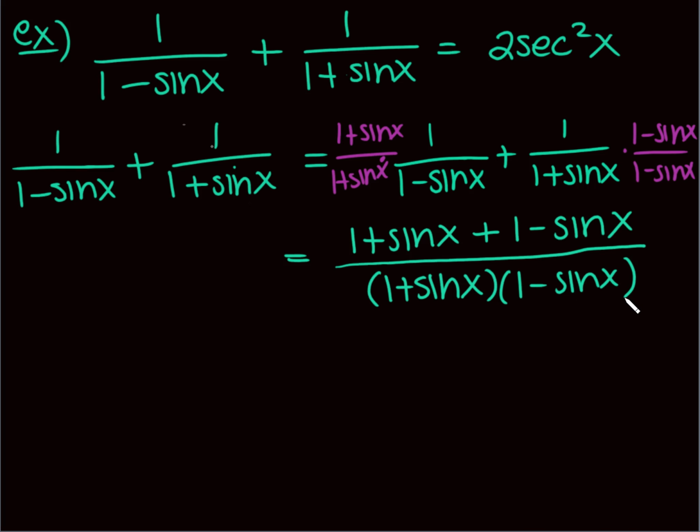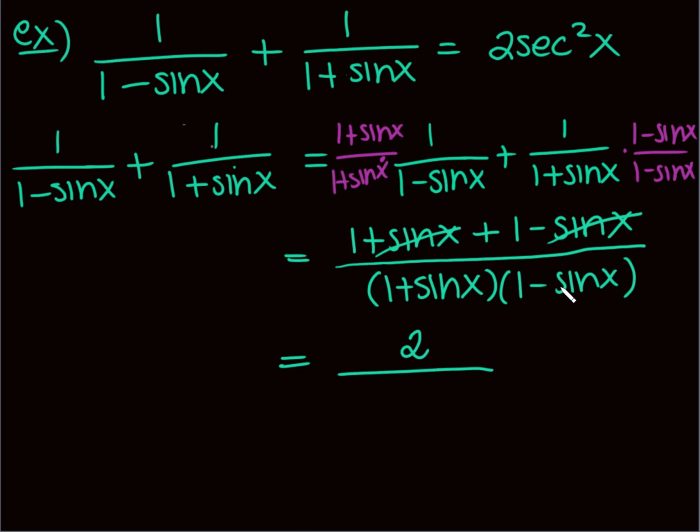Okay, so again, I just got a common denominator. I multiplied the top and bottom by the denominator of this one, and multiplied this one, top and bottom, by the denominator of that one. That's all. That's not scary. All right, so the sine x's cancel on the top. I'm just left with 2 on the top, and then let's FOIL out the denominator.